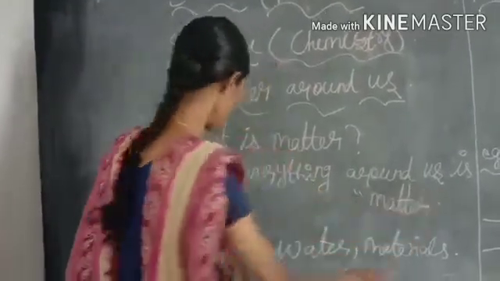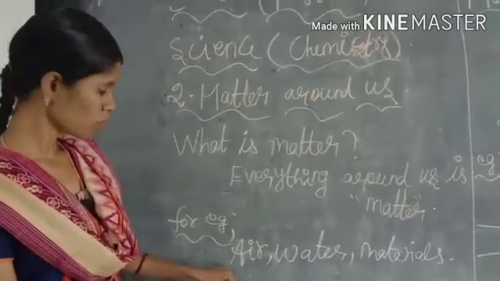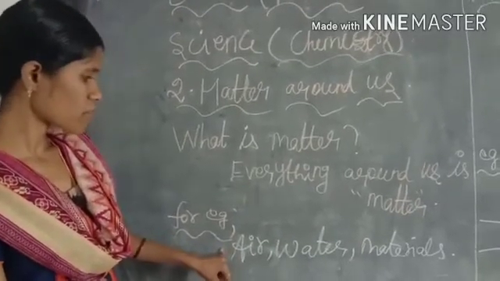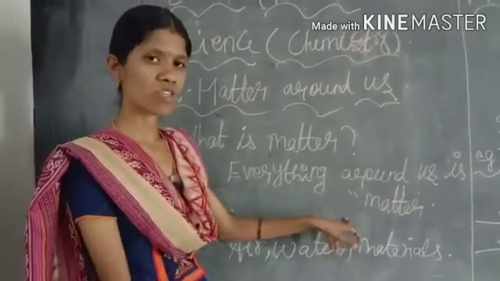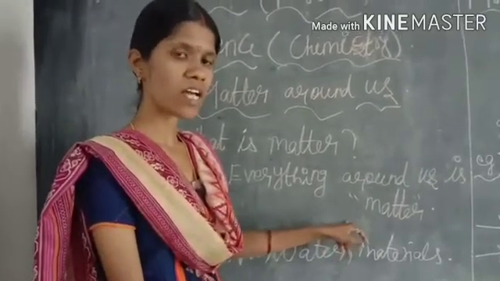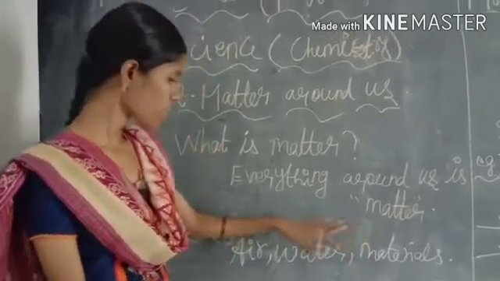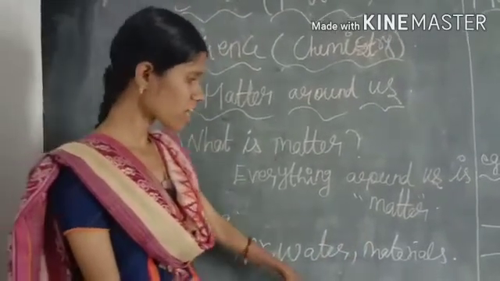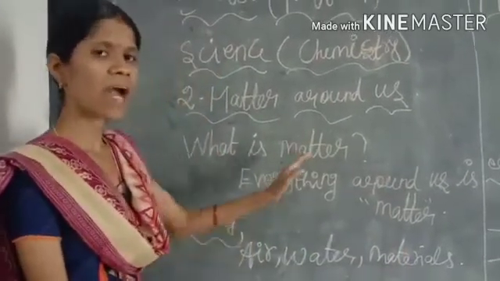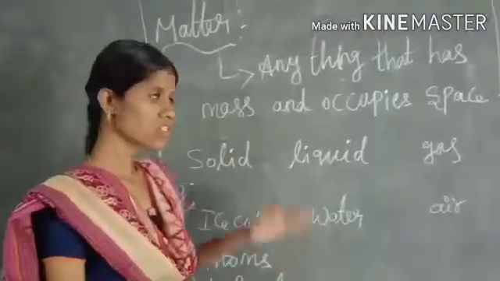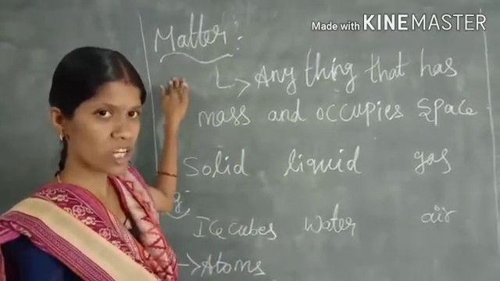For example, the air we breathe, the water we drink, and the materials we use. So what are all the materials we are using in our day-to-day life? The air we breathe, the water we drink, and the materials we use in our day-to-day life are called matter. Next we are going to see the definition of matter.